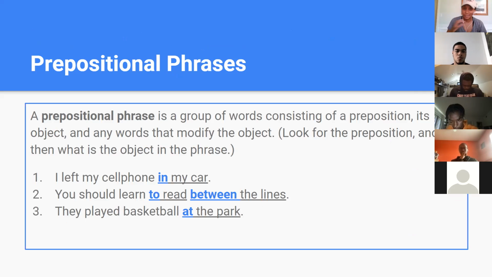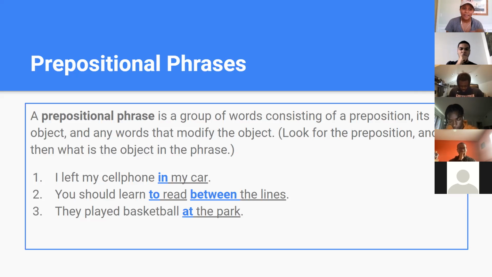I've modified it. It's not every type of sweater, it's black sweaters. So it's not every type of man I want, it's a black man, so that's what we mean by modify. So when you're looking at sentences, I want you to start looking for the preposition and then what is the object in the phrase, right? So let's look at a few different examples.